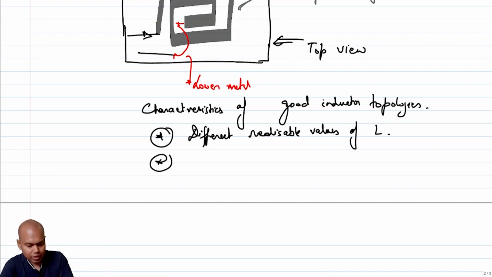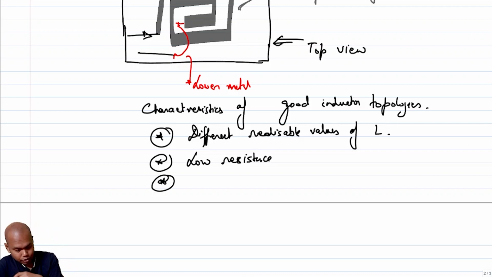Number two, once you know that I can realize different values of L, you have to ensure that they do not have any series resistance, which is not possible because you have metal lines, and metal lines are real, not ideal, which means they are going to be associated with some resistivity, right? But the job is to ensure that the resistivity is as low as possible. So you should have low resistance, right?